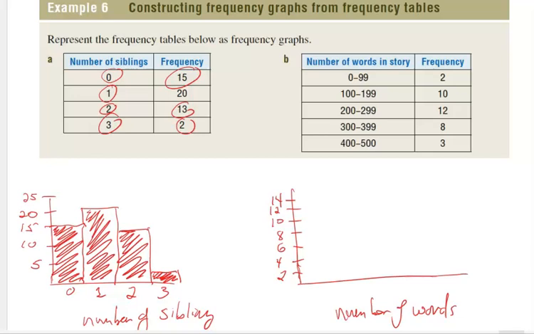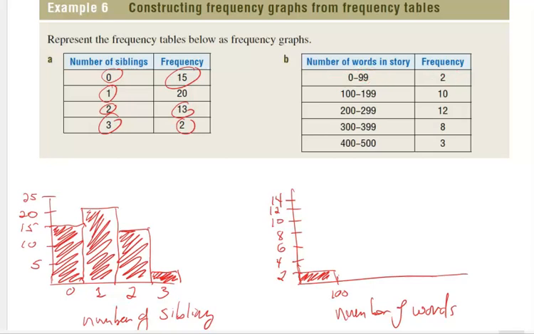And then the number of words, so we have 0 to 99, that's a range. So this is continuous data where it could be lots and lots of answers. For our first one, we're going to go from 0 to 100. So 100 is the end of the first group, 0 to 99, and the start of the next one. In that first group, we have a frequency of 2. So 2 of these books have 0 to 99 words or stories.